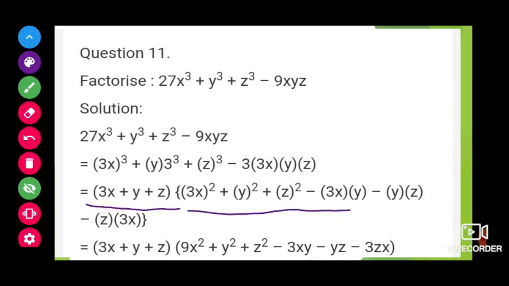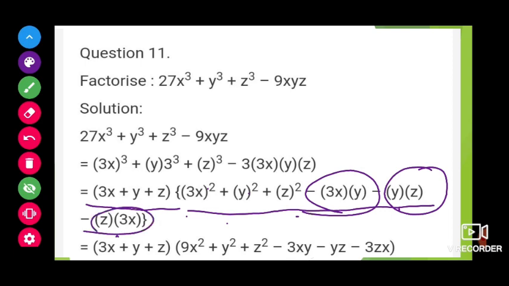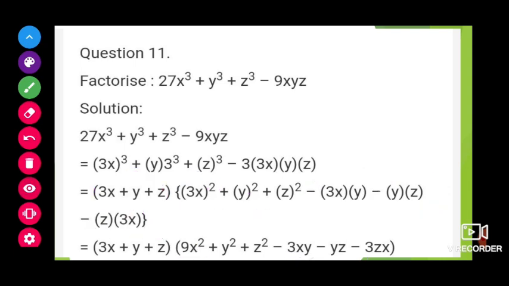Next, x square plus y square plus z square means 3x square plus y square plus z square, minus xy, minus yz, minus zx. So minus xy means minus 3x into y, yz, y into z, zx, z into 3x. If I simplify this, 3x square becomes 9x square, plus y square plus z square, minus 3xy minus yz minus 3zx.